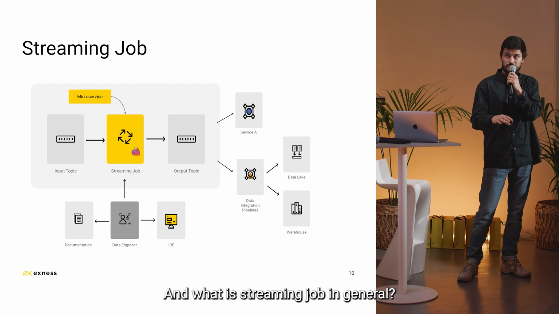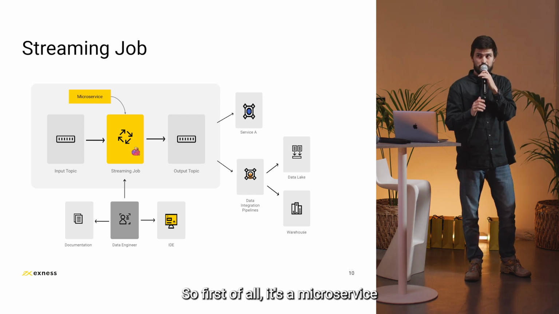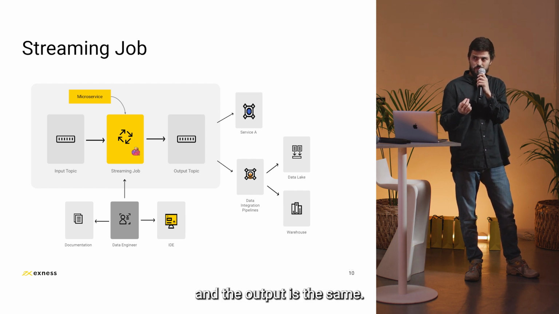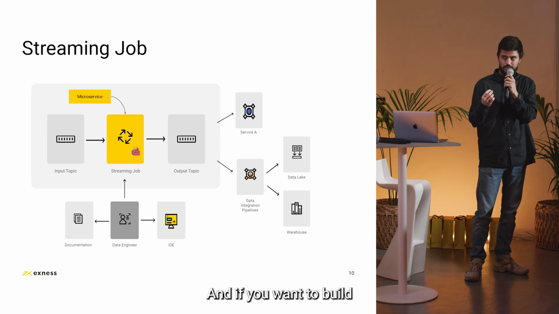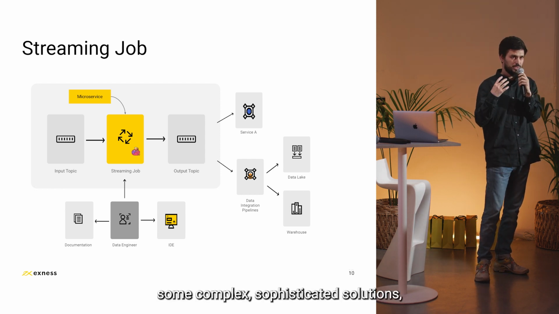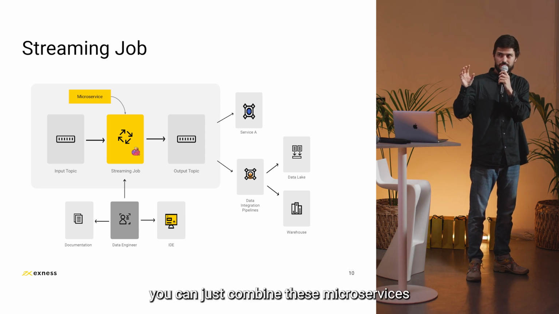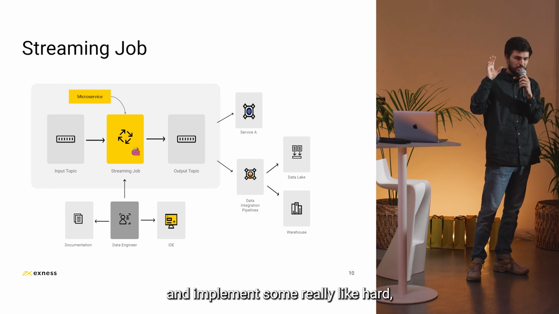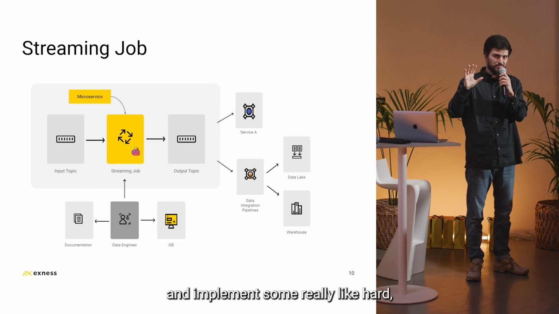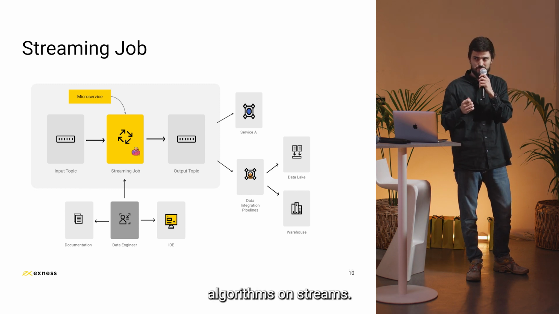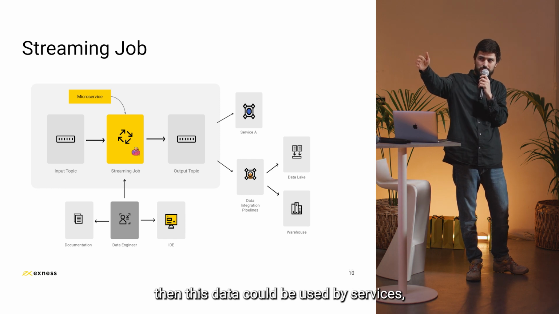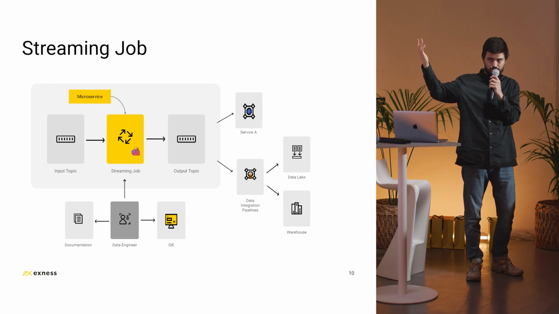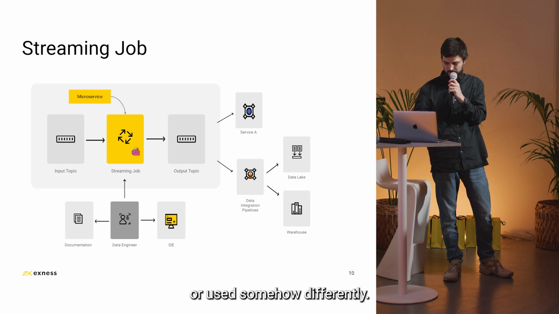All right, and what is a streaming job in general? First of all, it's a microservice. And the main idea is that the input and the output are the same. If you want to build some complex, sophisticated solutions, you can just combine these microservices in one big branched chain and implement some not hard, but complex algorithms on streams. Also here you can see that this data could be used by services or could be stored to a data lake or data warehouse, or used somehow differently.